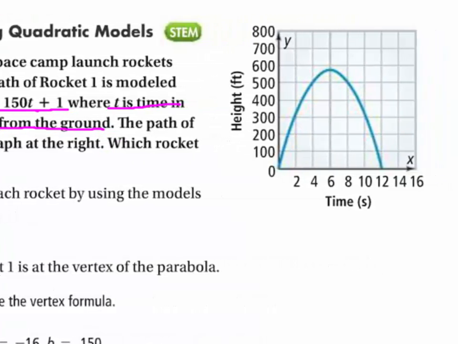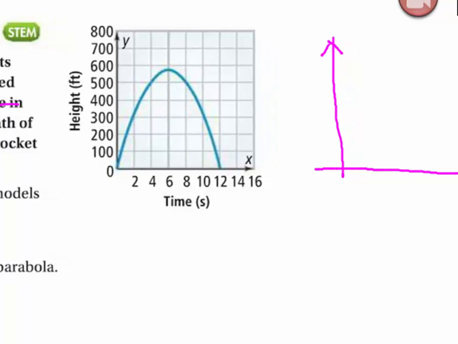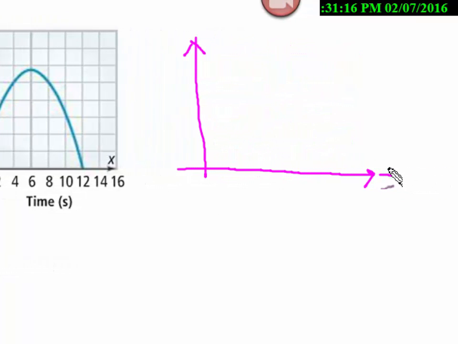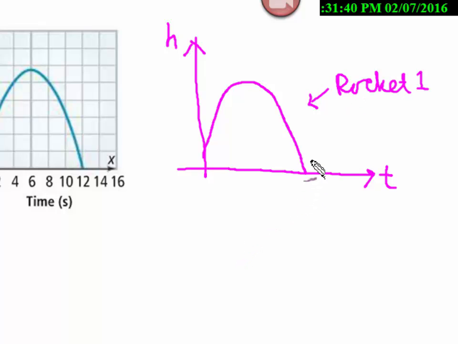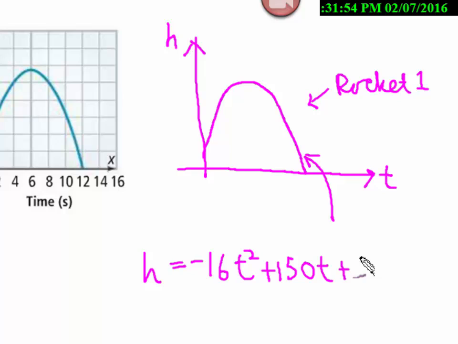So if we try to graph it, you're going to have something like that. Instead of x, this time we use t. Instead of y, this time we use h, which stands for distance, and t stands for the time. We are talking about rocket 1, which follows a parabola, something like this. This is rocket 1. And the function for this parabola is h equal to -16t squared plus 150t plus 1.